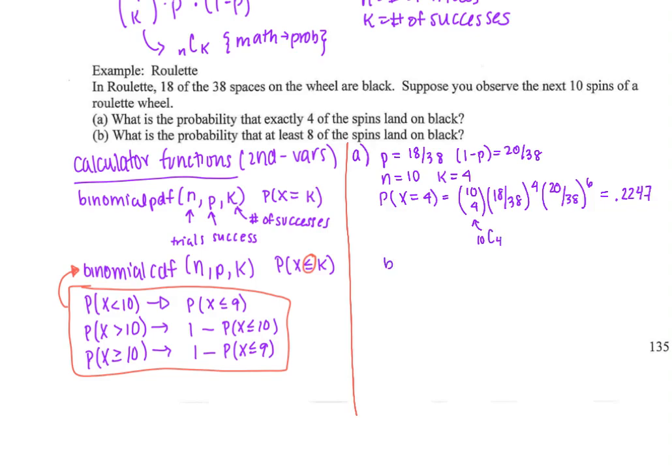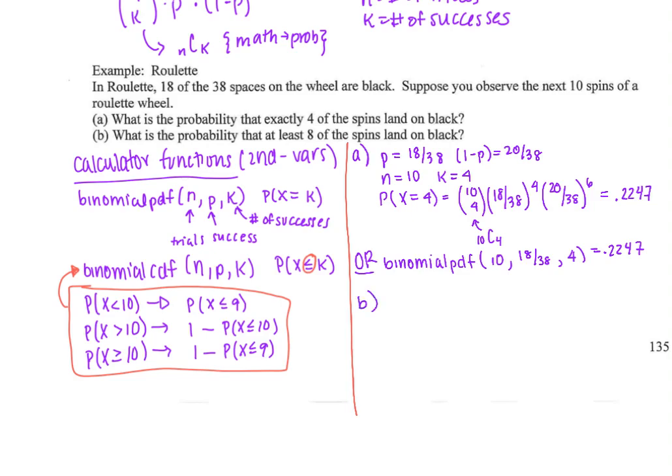Or I could use binomial PDF, where it does all of this for me, where I've got 10, 18 out of 38, and 4. And that will also give me 0.2247. So it's a lot quicker, it'll save you some time.